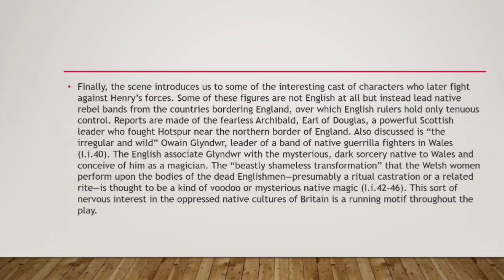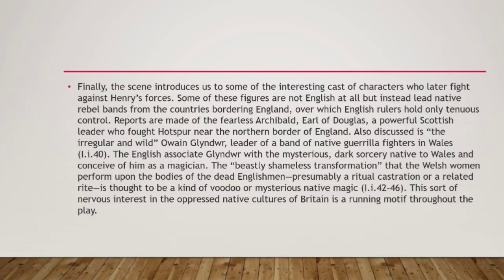Finally, the scene introduces us to some of the interesting cast of characters who later fight against Henry's forces. Some of these figures are not English at all, but instead lead native rebel bands from the countries bordering England. Now, as I said before, you have Owain Glendower, who leads the Welsh side from the borders, and then you have Douglas, who is leading the Scottish rebels. So these men are not from England, but they live in the borders of England, and they are brewing a civil war.